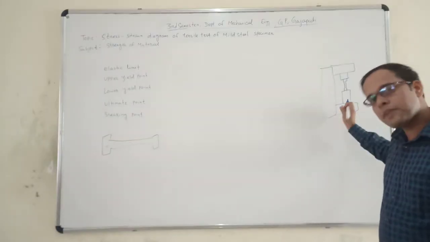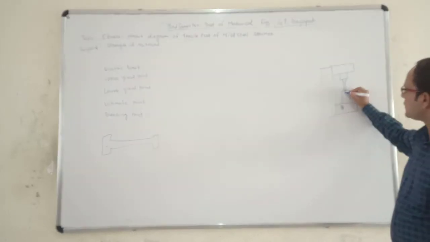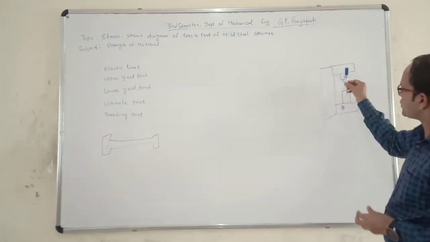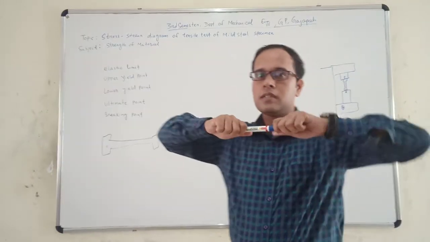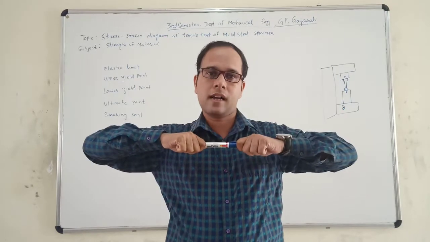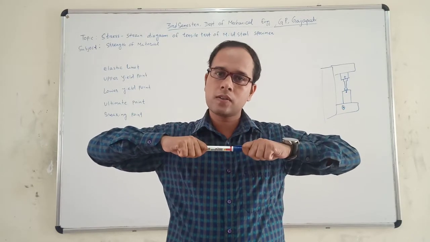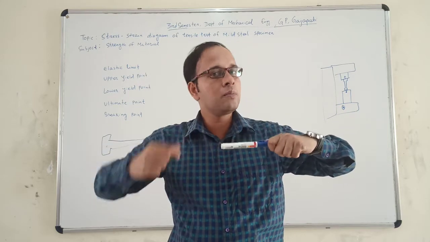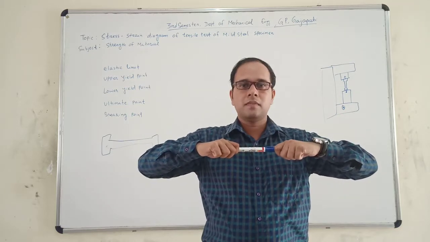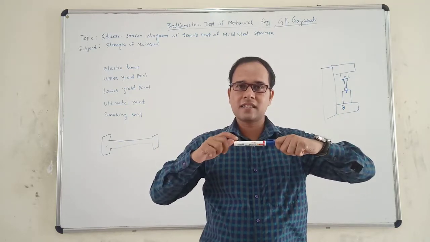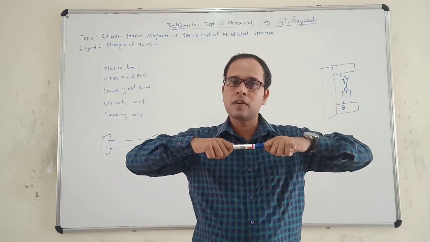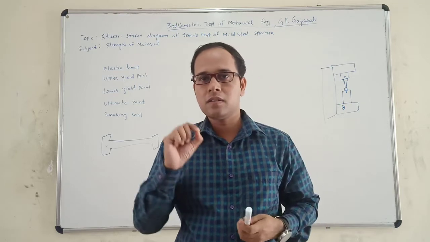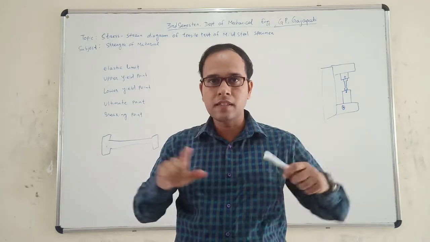Now we will apply the force. If we apply the force, the specimen is subjected to tensile force. Then we will gradually increase the load. The body will elongate, that means strain will be there. After some time, when it can't resist, it will fail. That means at a certain point the body will break. So we will find out different points on the curve during this test.